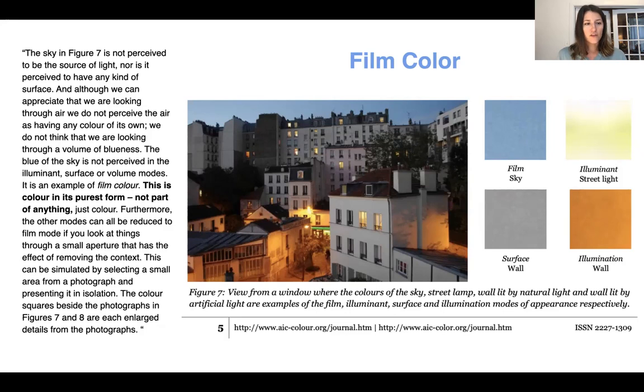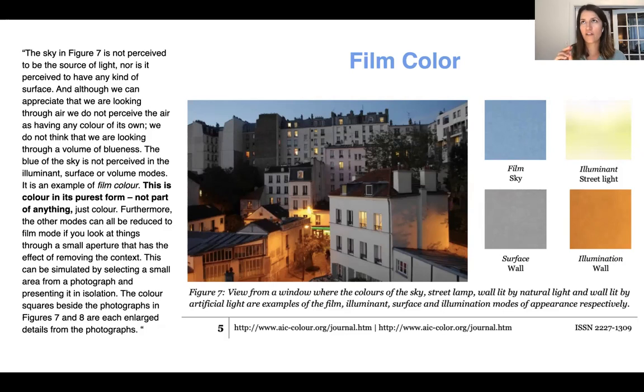So, like I said, furthermore, all other modes can be reduced to film mode if you look at things through a small aperture that has the effect of removing the content. This can be simulated by selecting a small area from a photograph and representing it in isolation. So you can see on the right, they took the photograph, so the light is still and captured. And essentially using an eyedropper tool in Photoshop, you can pull and isolate the actual color.